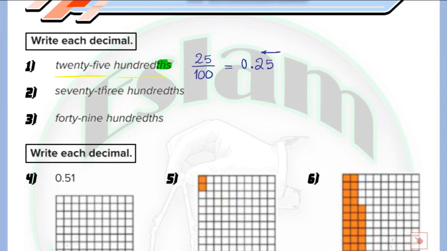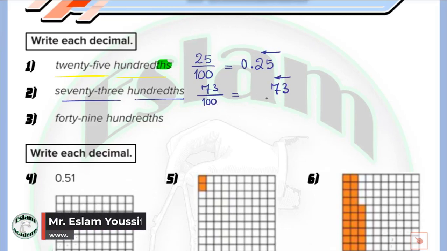Also the same in question number 2. We have seventy-three hundredths. 73 will be written up. And the 100 will be written down. So we have 73 over 100. To write as a decimal, it will be 73, because we have 100. I will start counting two digits from the right because we have only two zeros, then put the decimal point. So it will be 0.73.